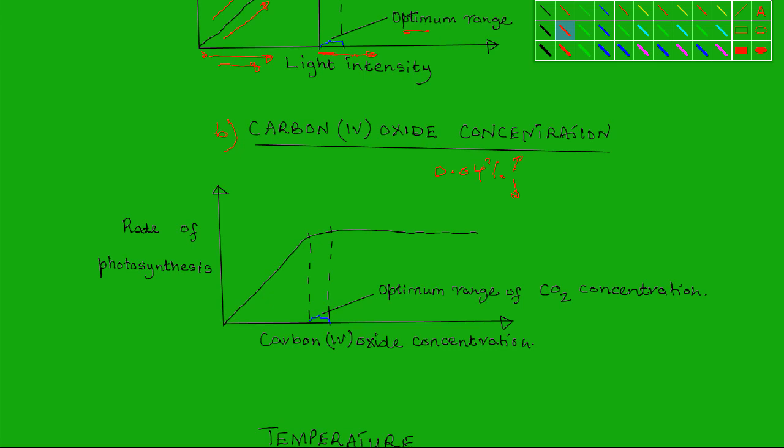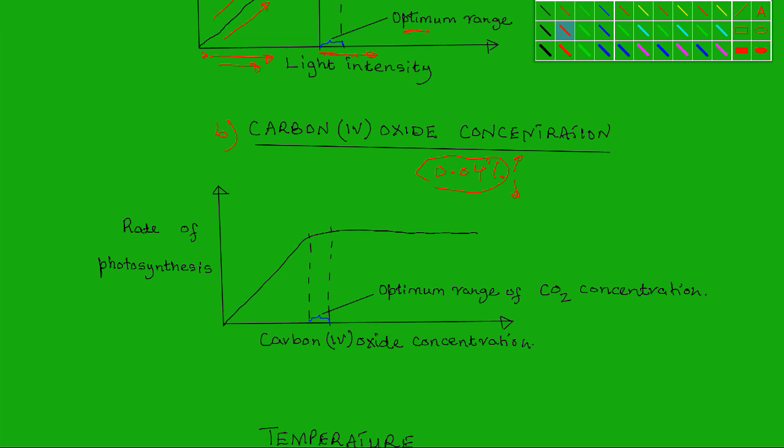When we attain the highest rate, that is the highest rate. So the level that produces the fastest rate of photosynthesis is said to be the optimum range. Now, if we continue increasing, that is under experimental conditions, the level of carbon dioxide beyond the optimum, the rate of photosynthesis will remain constant.